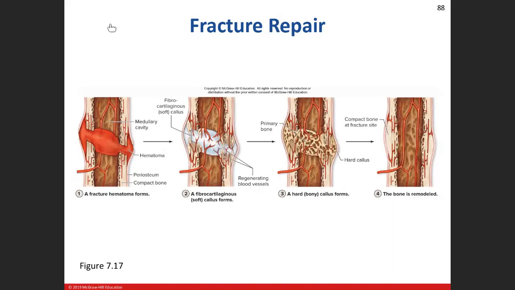All right, so here we've broken the bone here. We've got blood vessels within the bone in the medullary cavity and throughout the cortex here, and then also throughout the periosteum. Regardless, all right, when we compromise those blood vessels, they will start to fill in that area there, okay?